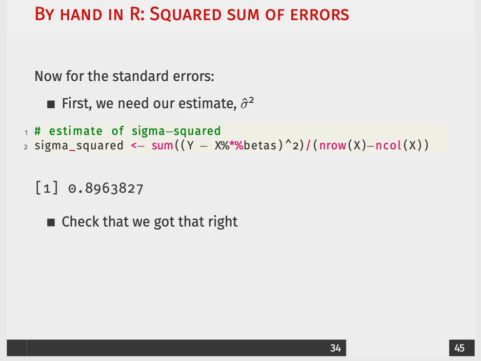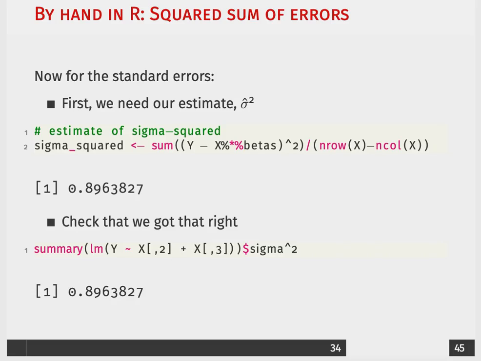And again, we want to check that we got that right, so we can run our regression again. This time, we're just putting summary around our regression model. And from summary, we're just looking at what the estimated sigma squared is. And lo and behold, we get the exact same thing.